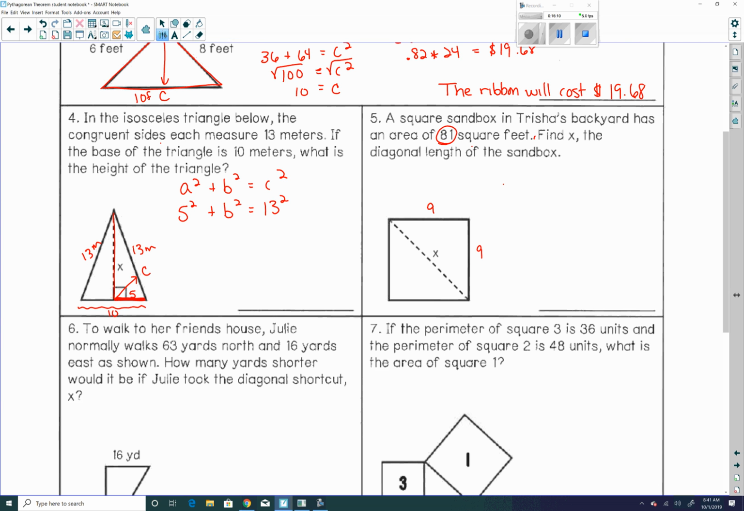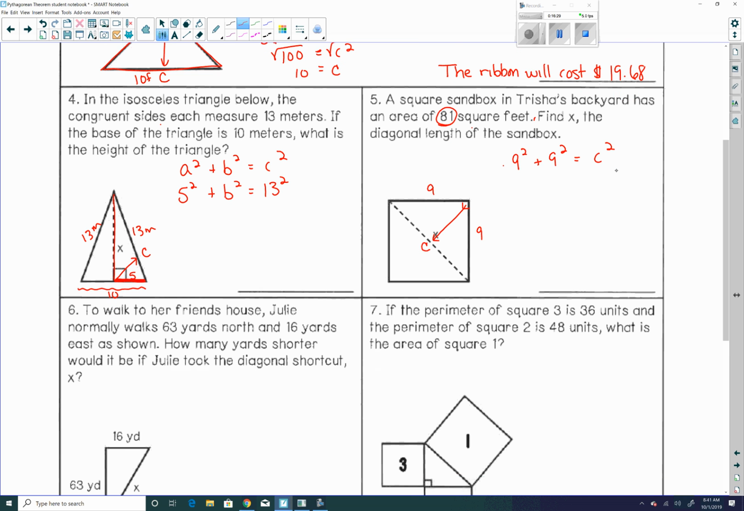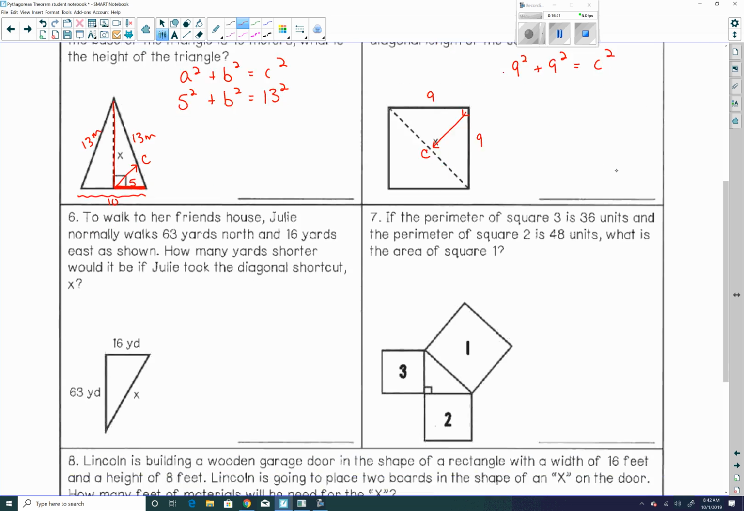This is my right angle. I'm looking for that diagonal, which is going to be my C side. So 9 squared plus 9 squared equals C squared. Again, I'm going to let you figure out the calculation and check your work when you get to class tomorrow. I'm just helping you set these up.